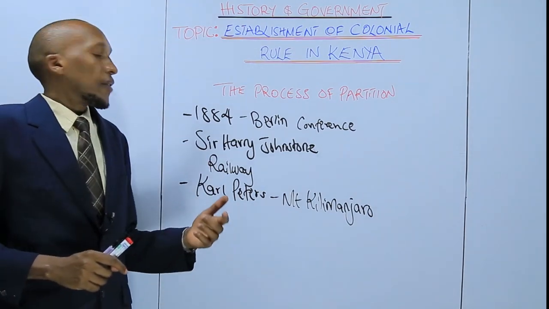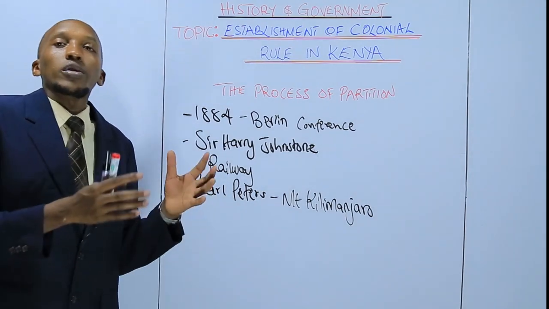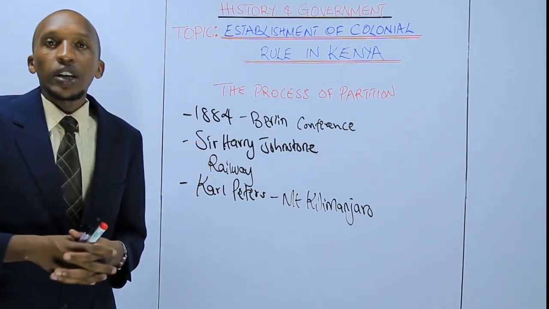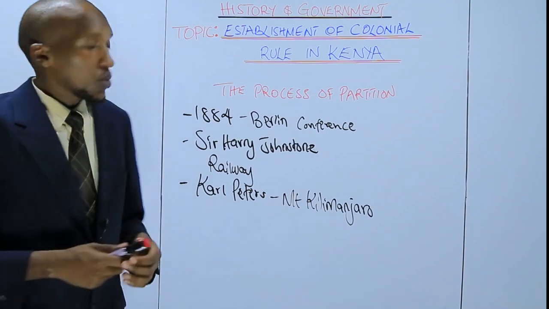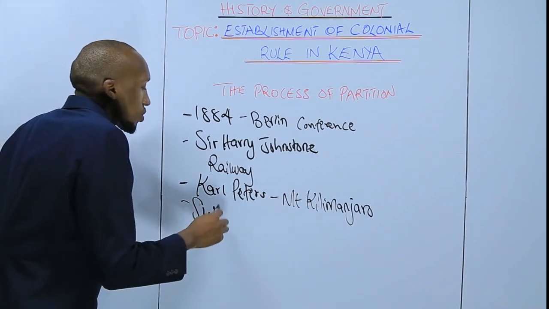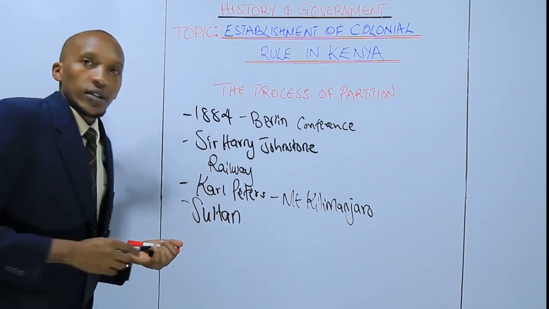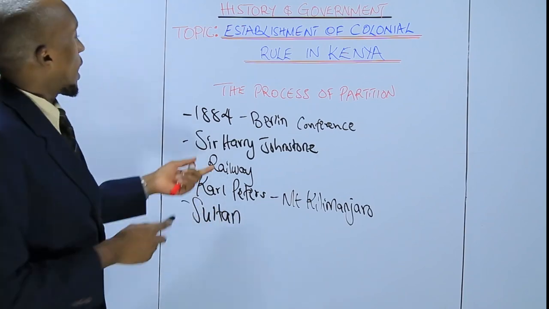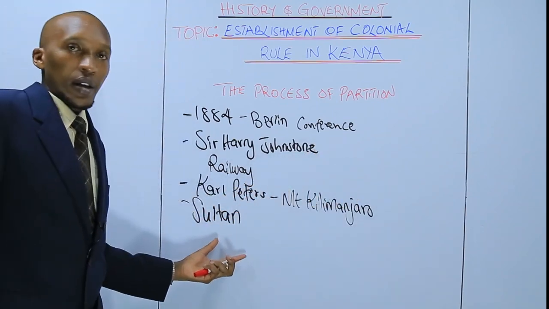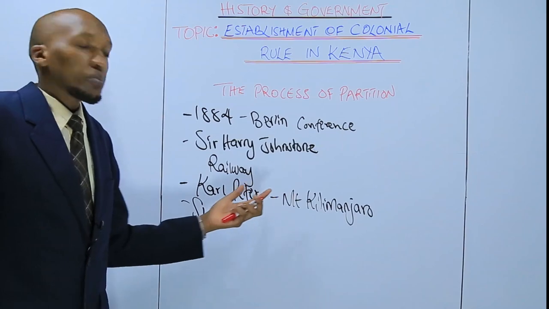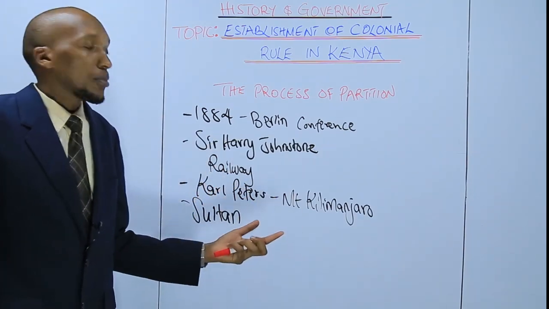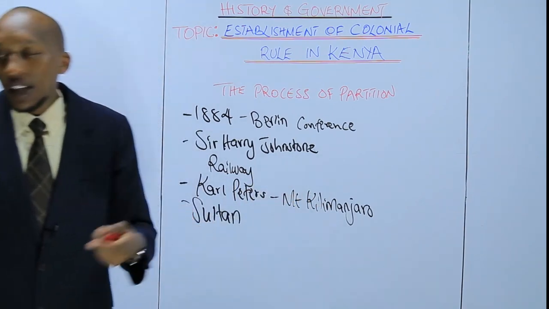And remember, from your Form 1 work, for you to get a pass into the interior, you had to consult with the Sultan. The Sultan would give you introductory letters. So initially, Sir Harry Johnson was given introductory letters by the Sultan. But now, because the Germans were competing against the British, Carl Peters came and made treaties with the chiefs that I've already mentioned.